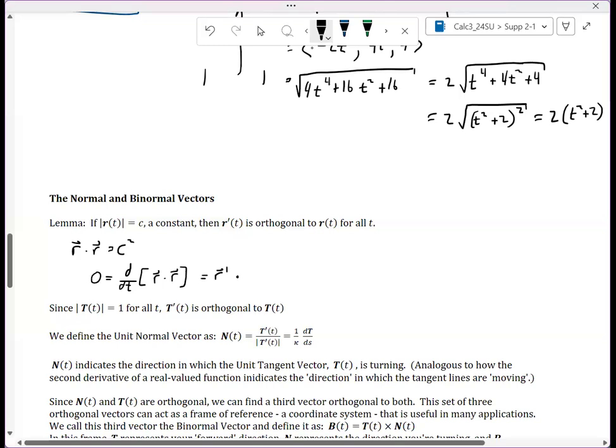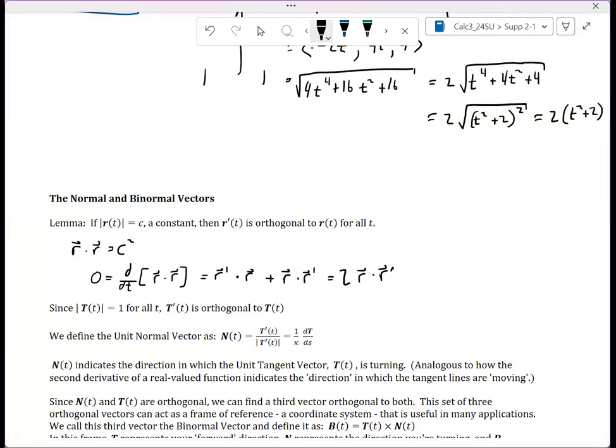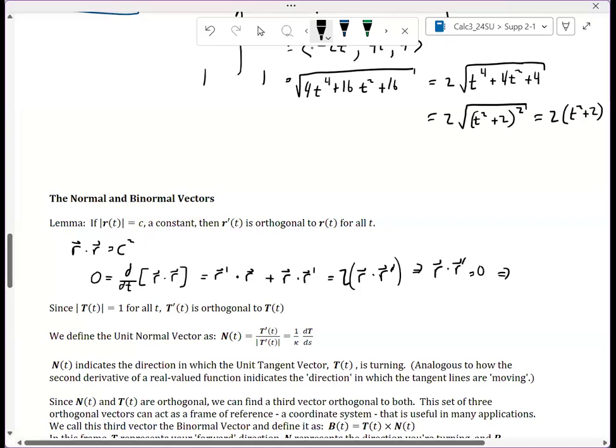It's going to be r prime dot r plus r dot r prime, just applying our product rule for the dot product, or this is just 2 r dot r prime. The dot product is commutative, so we can just switch the order, add them together. And of course, if 2 r dot r prime is 0, then r dot r prime has to be 0. And therefore, r is perpendicular to r prime.